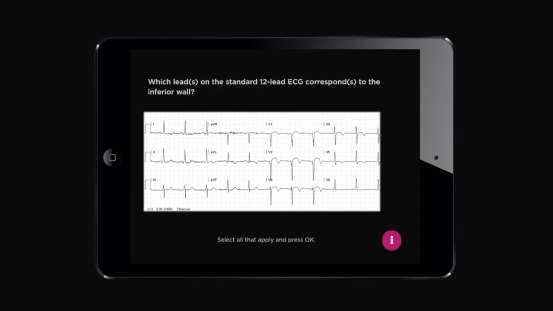STEMI recognition and localization requires that healthcare providers are able to correlate each lead with its associated region of the left ventricle. And since ST elevation must be present in anatomically contiguous leads, we assess for that ability as well.